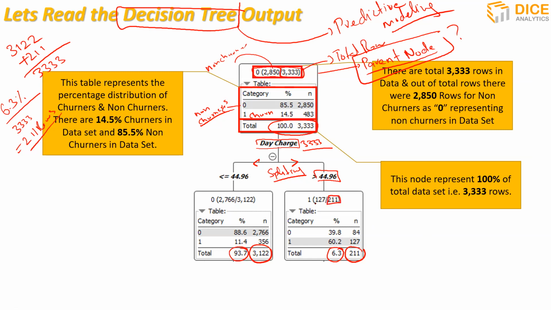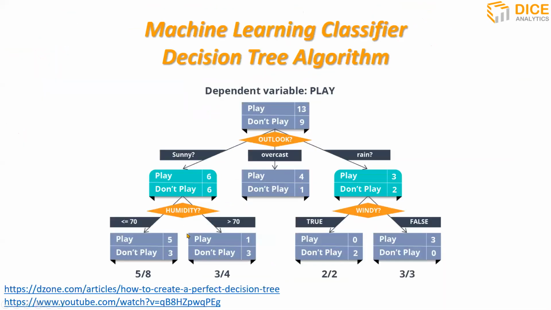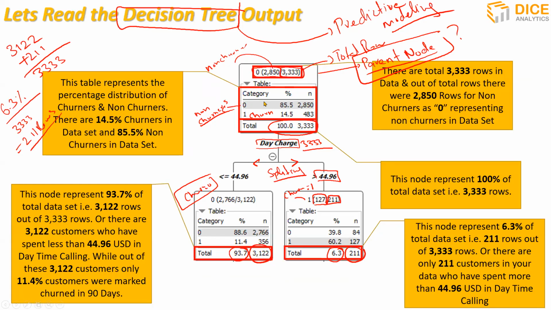Out of these 211 rows, 127 have churn equal to yes, that is 1, and the remaining rows have churn equal to 0. Further, what's the distribution of churners and non-churners in this data set? That distribution is written here, right? We call this division and splitting of the data a decision tree: we split the data based on certain variables so that we can become more sure about either churn behavior or not churn behavior.